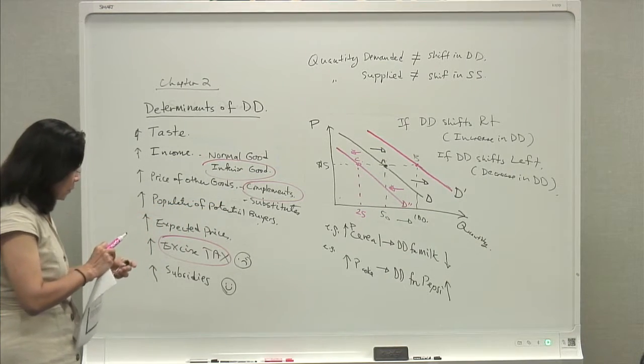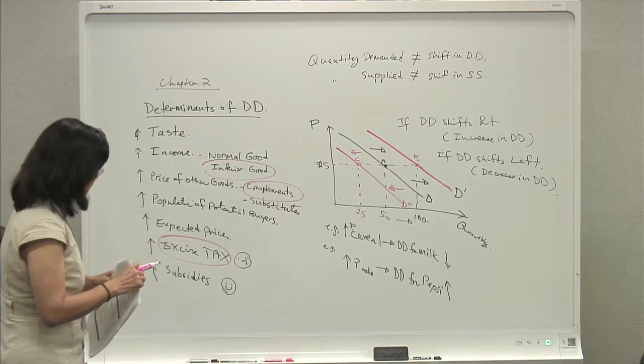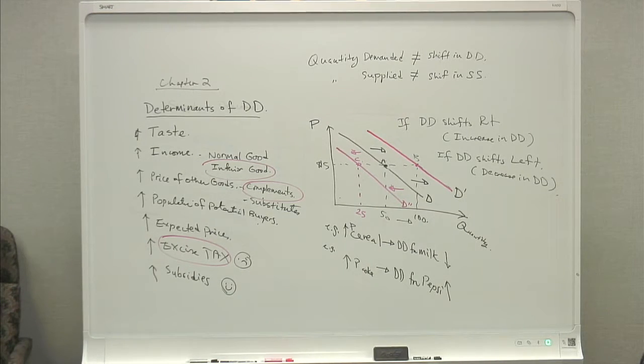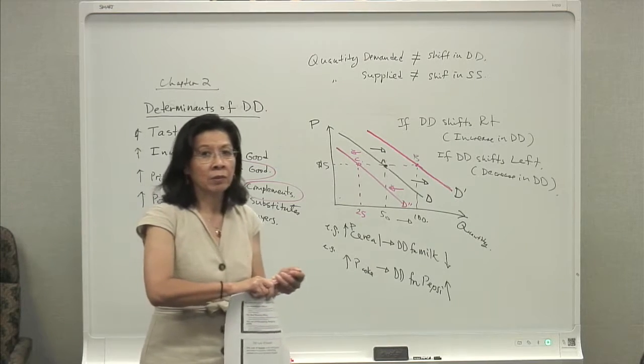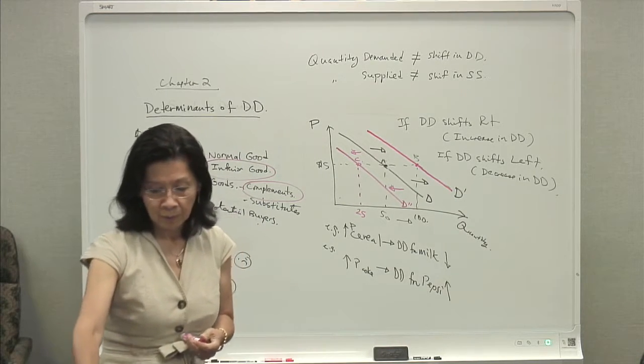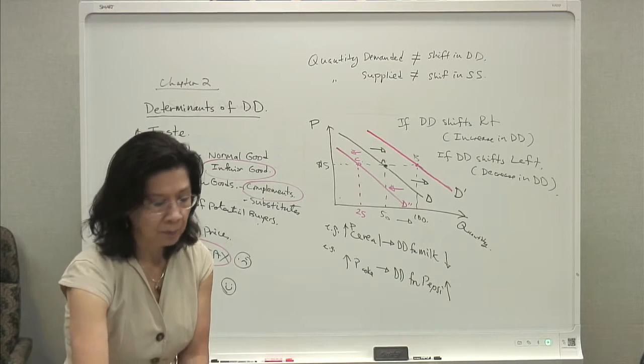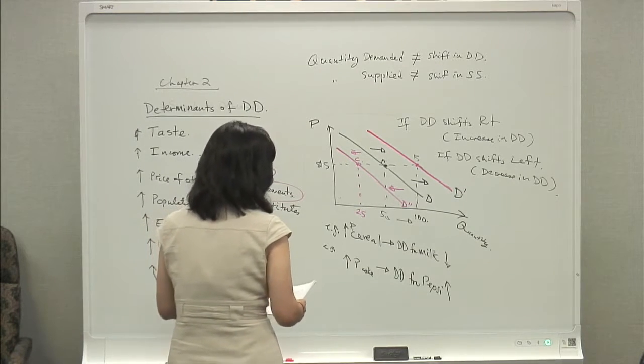So the next thing we want to do is move on to the determinants of supply. That will be the opposite. So I'm going to erase this.